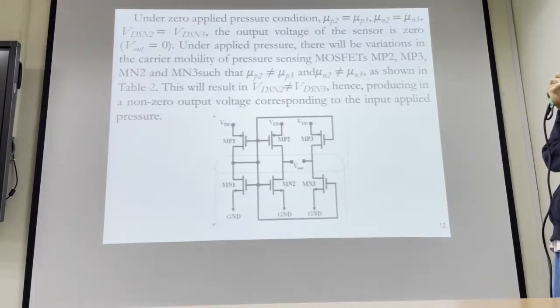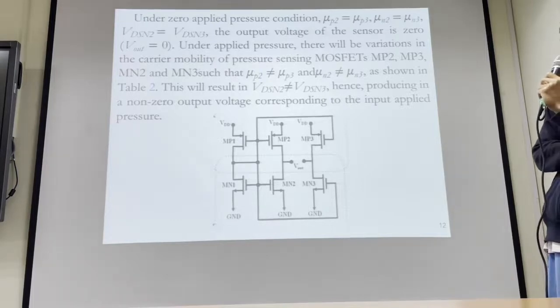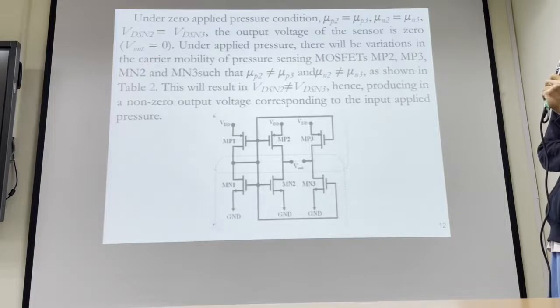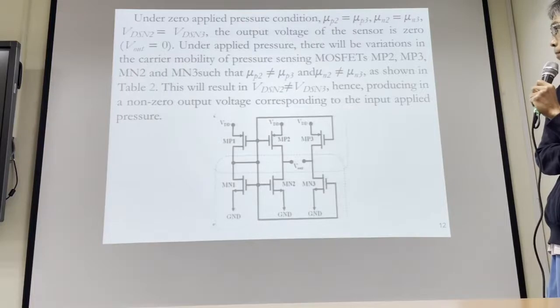Under applied pressure, there will be variations in the carrier mobility of the pressure sensing MOSFETs MP2, MP3, MN2, and MN3, such that mu P2 is not equal to mu P3 and mu N2 is not equal to mu N3, as shown in Table 2. This will result in VDSN2 not equal to VDSN3, hence producing a non-zero output voltage corresponding to the input applied pressure.